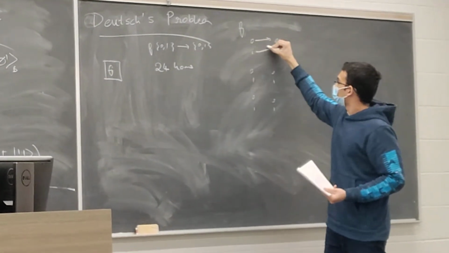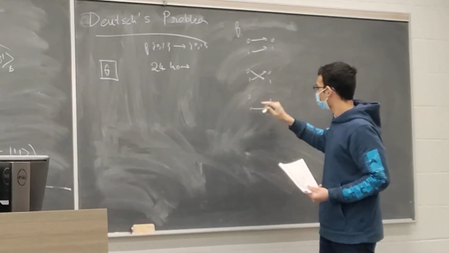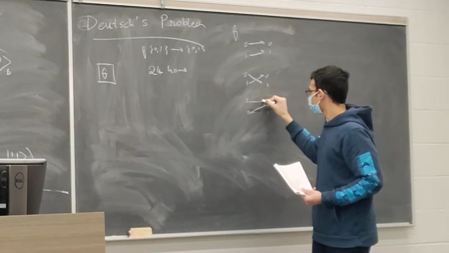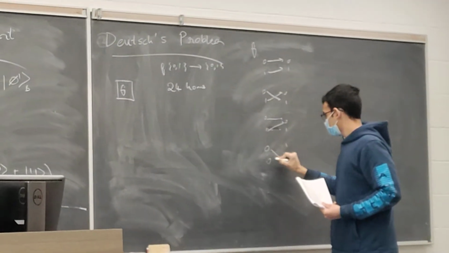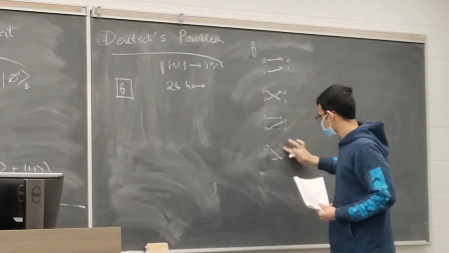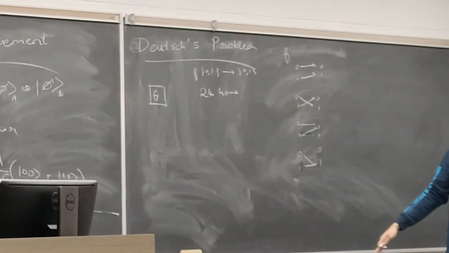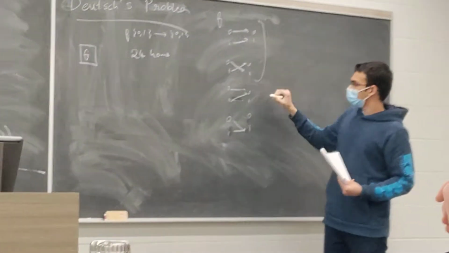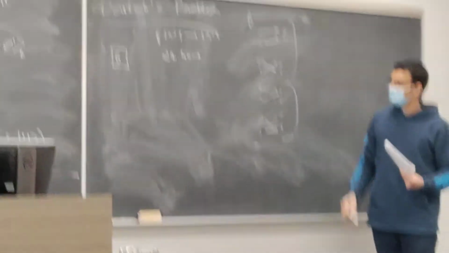Map 0 to 0, 1 to 1, 0 to 1, 1 to 0, 1 to 0, 0 to 0, and 1 to 1. And then these are the 4 different types of functions. These 2 are called balanced functions, these 2 are called constant functions because they map to a constant value, while the balanced ones map to different values.